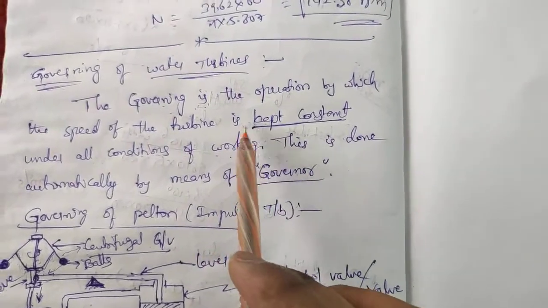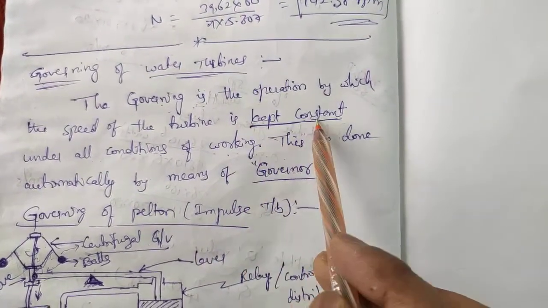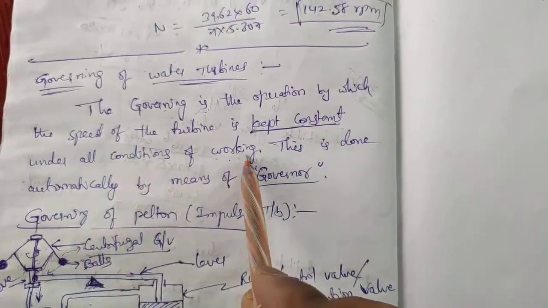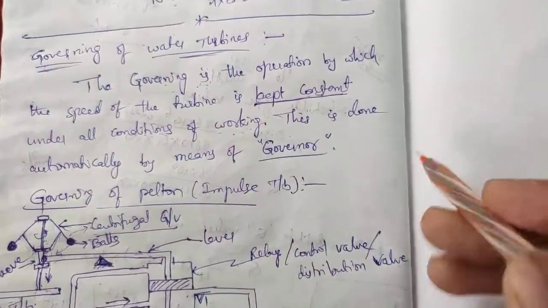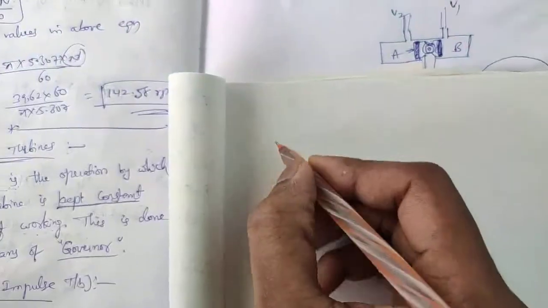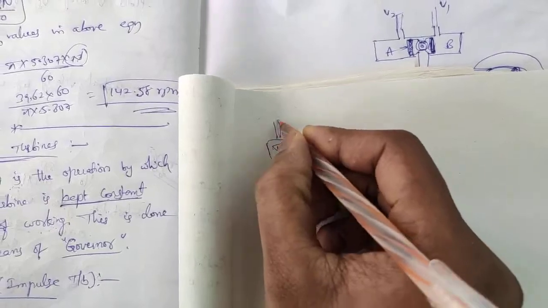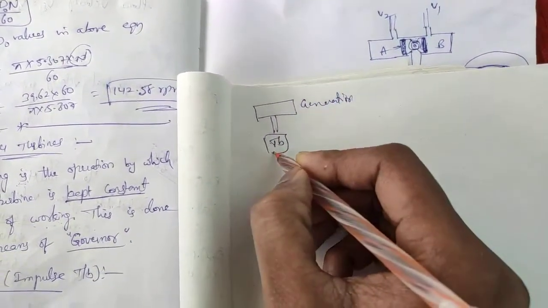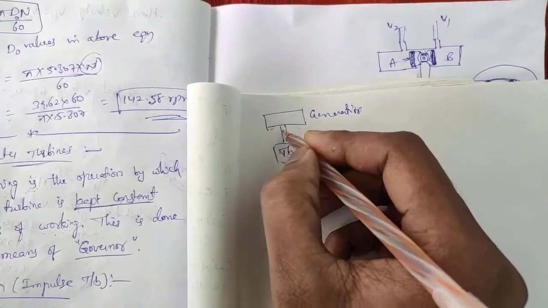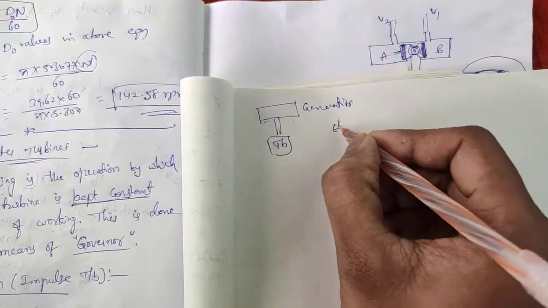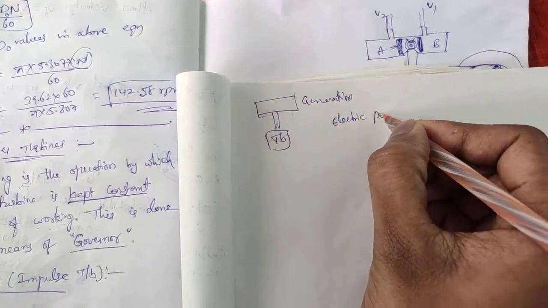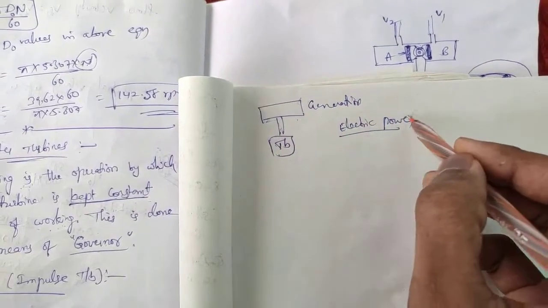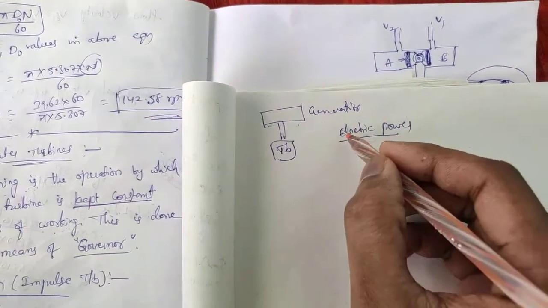So in the governing operation we keep constant speed under all conditions of working. All conditions of working means here there is a load. The turbine is connected with a generator. So the turbine shaft is connected to the generator, and through the generator we produce the electric power. To produce the electric power, there are fluctuations in the output.